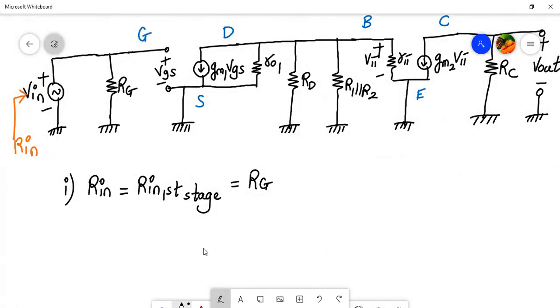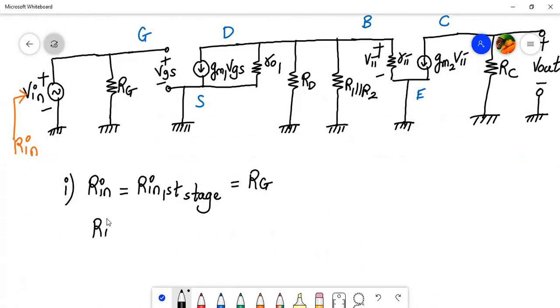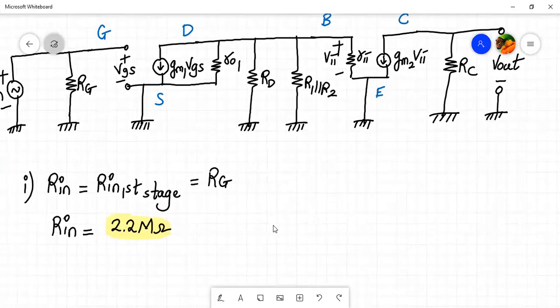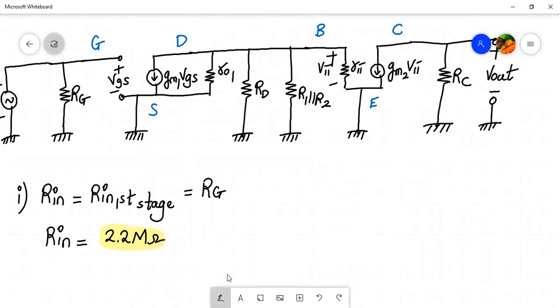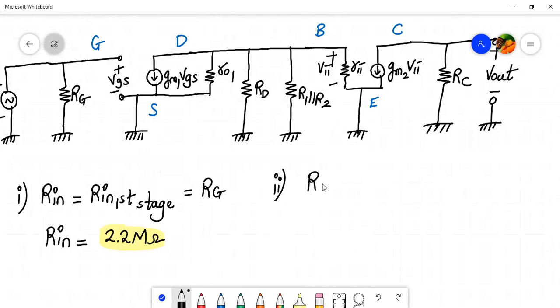And what's the value of RG given? The value of RG is given as 2.2 mega ohm. No calculation required. We just have to write this: Rin is equal to RG, and that value is 2.2 mega ohm. Correct? Now let's calculate the R out, that is the output resistance. This is R out. The R out of the cascade amplifier will be the R out of the last stage, in this case the second stage.